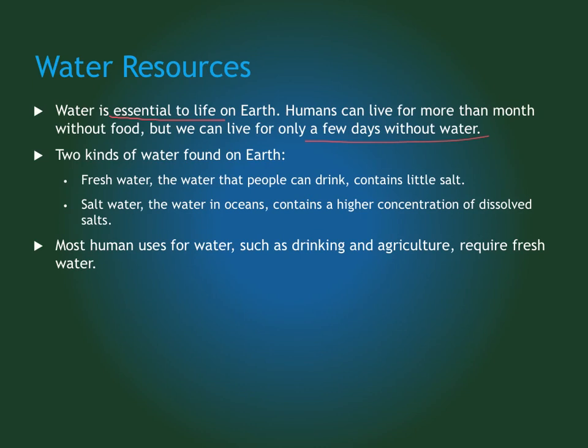And we need a very specific kind of water. What we need is fresh water, which is water people can drink. It contains very little or no salt, whereas salt water, ocean water, contains higher concentrations of salts. Most of the water we use for drinking and agriculture is fresh water. If you water plants with salt water, you're going to kill those plants. If you drink salt water, it actually dehydrates you, and you will eventually kill yourself if you keep drinking salt water over and over again. So it's important to know that we need the fresh water, not the salt water.